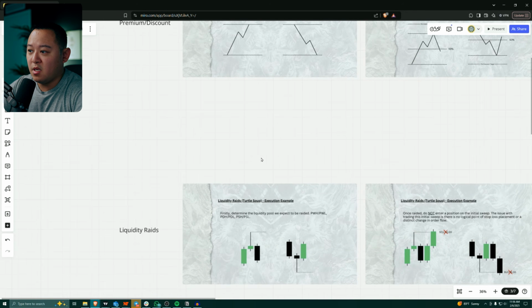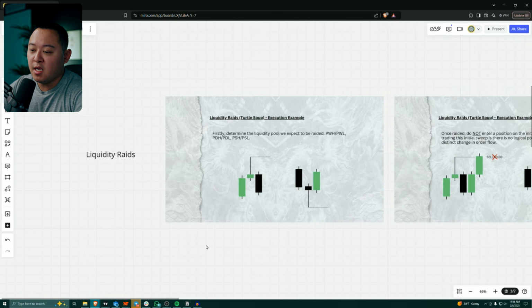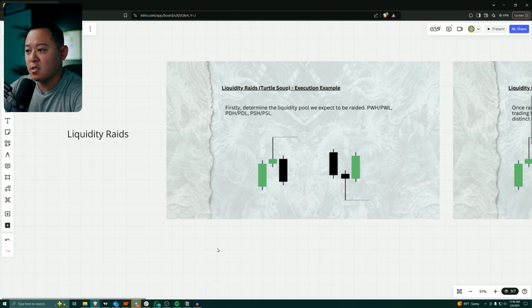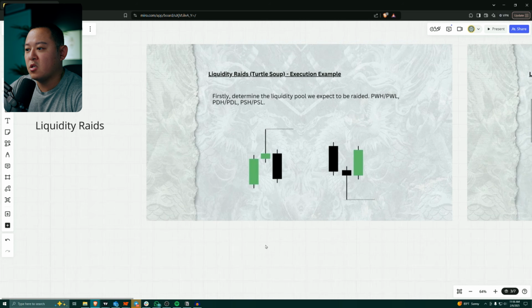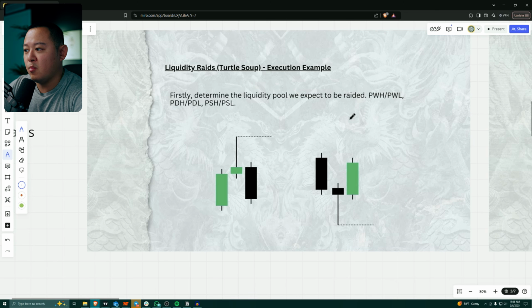So this next setup is probably one of the most powerful setups if we can point them out and be able to get proper entries with, and that's liquidity raids, otherwise known as turtle soups. Firstly, we're going to determine the liquidity pool that we expect to be raided. This can be a previous weekly high or previous weekly low, as noted by these acronyms. Previous daily high, previous daily low, or previous session high, previous session low. That can be in the form of Asian range lows or London range lows, etc. But all we're going to do is wait for one of these levels to be raided.